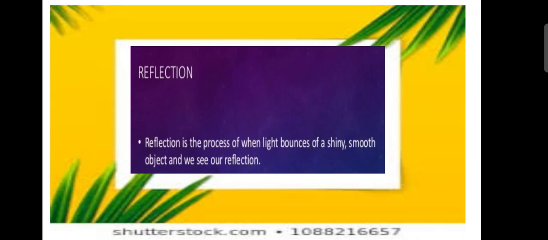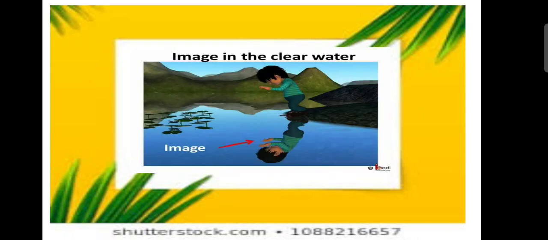So now children, we have also discussed what reflection is. Reflection is a process where light bounces from a smooth and flat surface. And this is what reflection means. Now children, we know that an image can also be seen in clean water. You must have tried it many a time. So this is how reflection can be seen in nature.